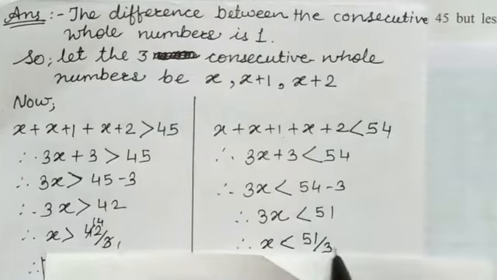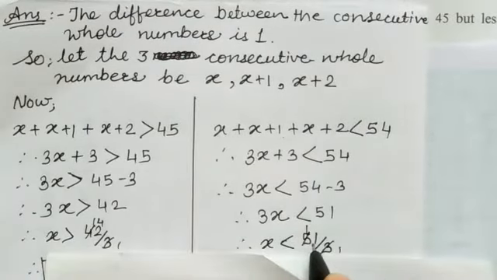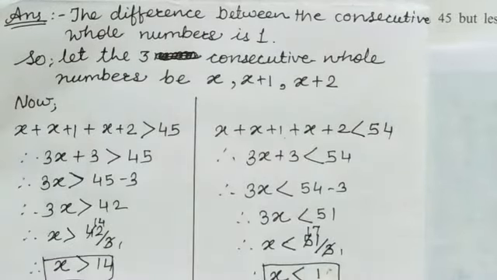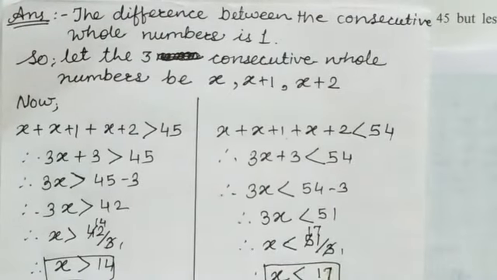Here let's do the calculation. 3 ones are 3, 3 ones are 3, 2 will be there, number will be 21. So 3 sevens are 21. Therefore the answer will be x is less than 17.